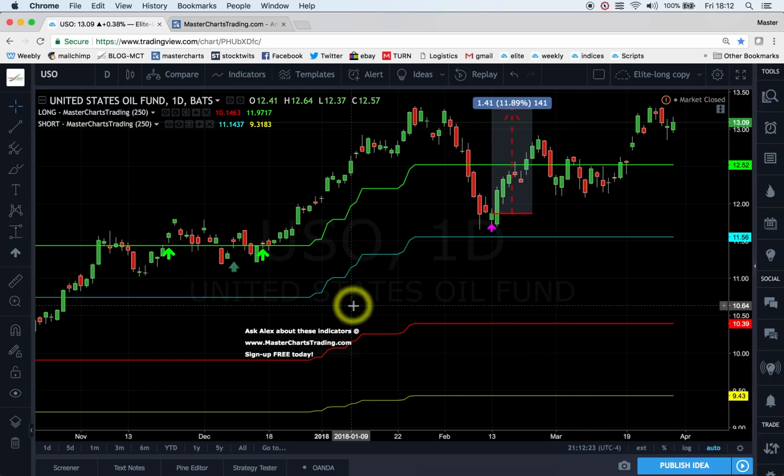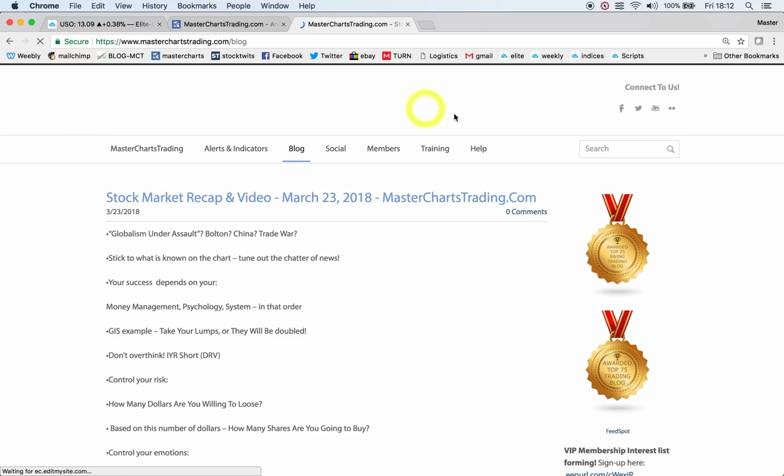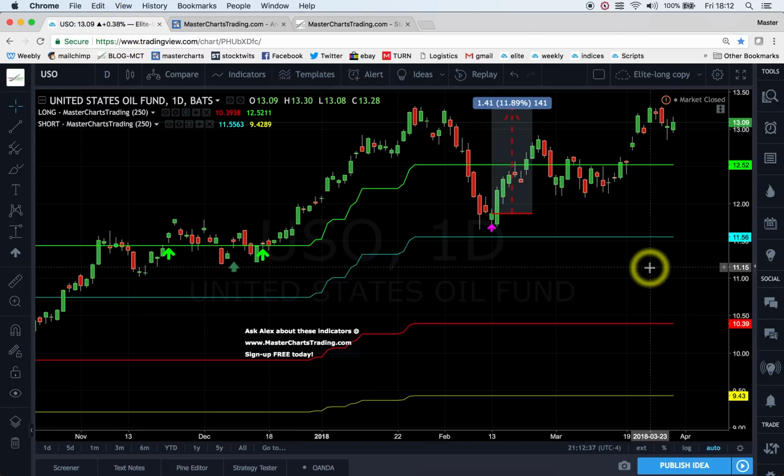But again, when you're using leverage, you need to calculate your positions. I teach all of that stuff, by the way, there are training sections here at MasterChartsTrading.com. You really need to control your position. You need to know how many shares you're going to buy. Otherwise, you may buy too many shares, and if you have a loss, you will have a devastating loss for your account size. And I don't know what your account size is. But overall, oil currently looks bullish.